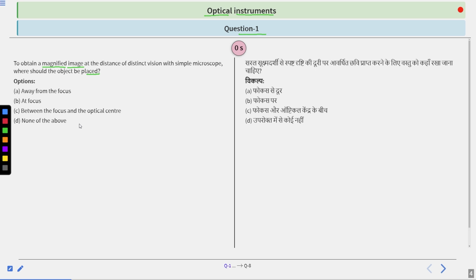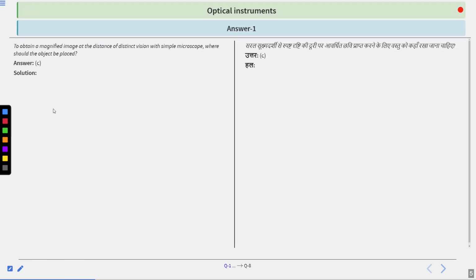Let's see the solution. In this question, to obtain a magnified image. Magnified image means the size of the image should be greater than the object, at the distance of distinct vision with a simple microscope. So, where should the object be placed? Here the question asks about the object. Clear?